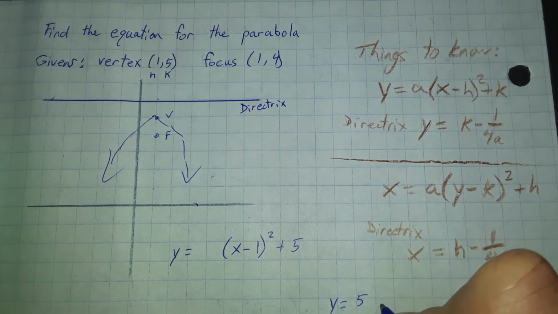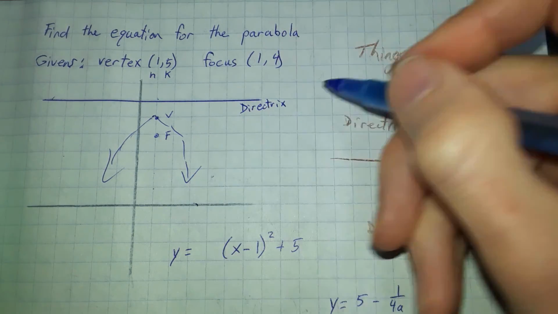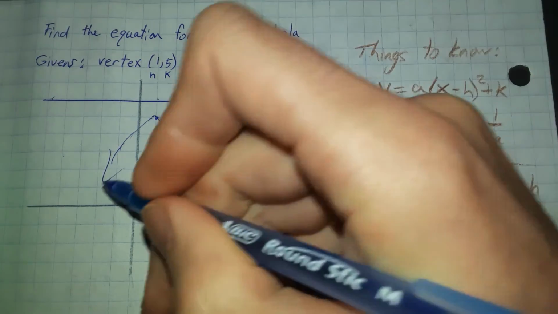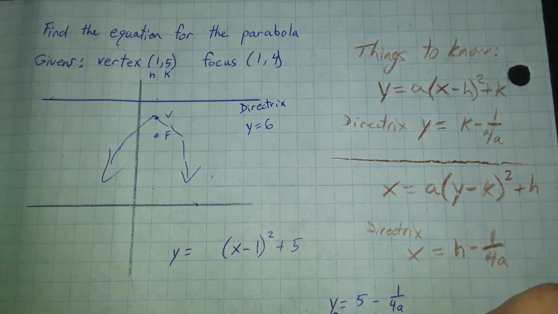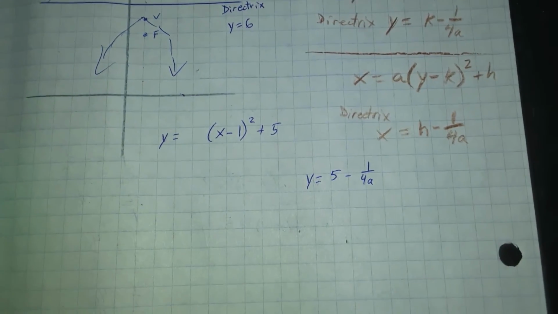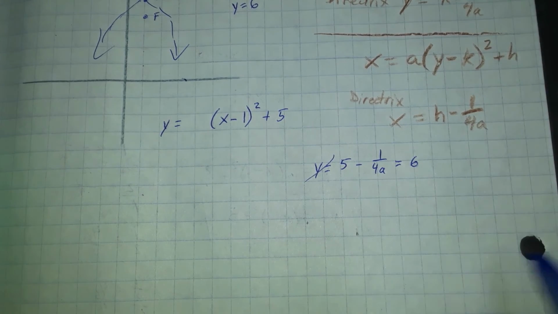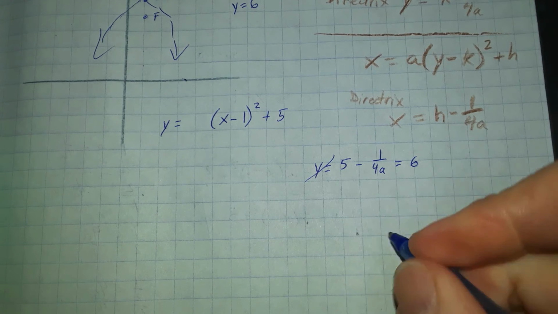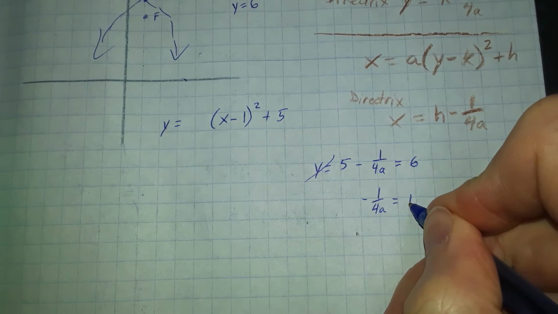K is 5, and to know what this Y value is, I need to know the equation for this directrix. So Y equals wherever this y-intercept is. So 1, 2, 3, 4, 5, 6. This is y equals 6. So I'm going to replace this y down here with a 6. So this is equal to 6, and I'm going to ignore this over here. So if I subtract 5 from both sides, I get negative 4a equals 1.